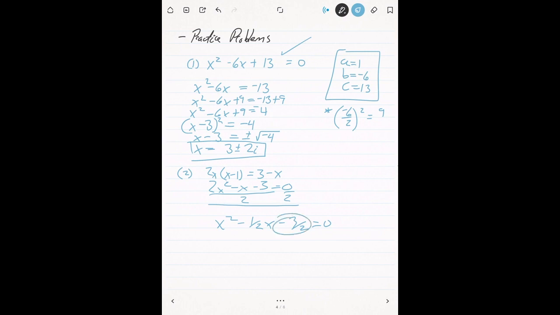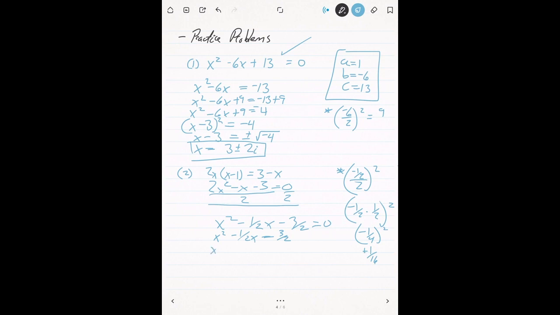We're going to add the negative 3/2 to the other side, so we have x squared minus 1/2 x equaling 3/2. Now we're going to have to do that thing where we take the b term, divide it by 2 and square it. So I'll do that over to the side here. Let's take negative 1/2 and divide that by 2 and square it. Well, negative 1/2 divided by 2 is the same as multiplying by a half. So isn't that just negative 1/4? And squaring that, isn't that just positive 1/16?